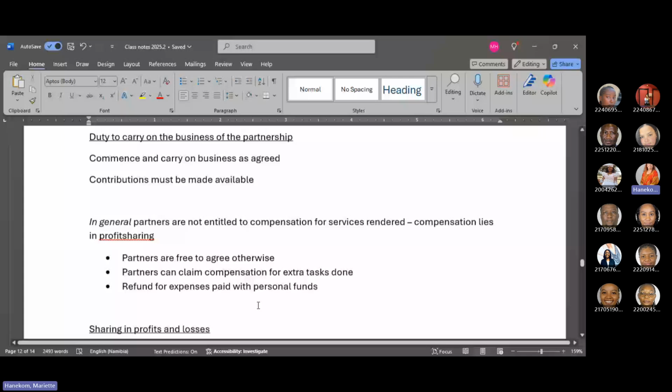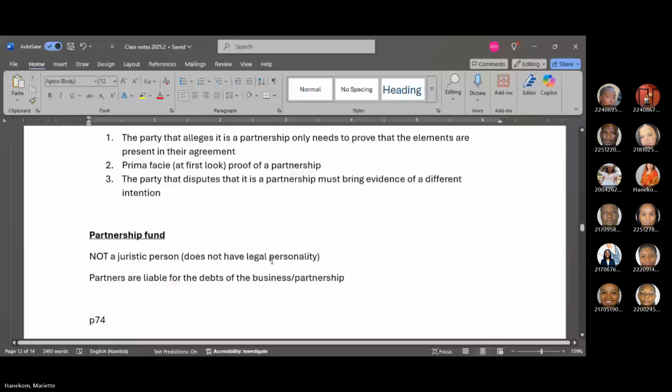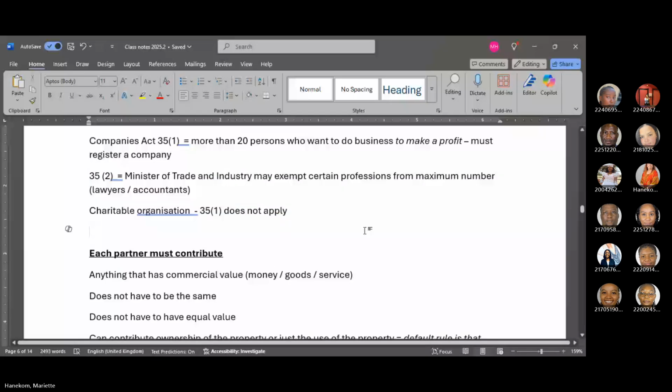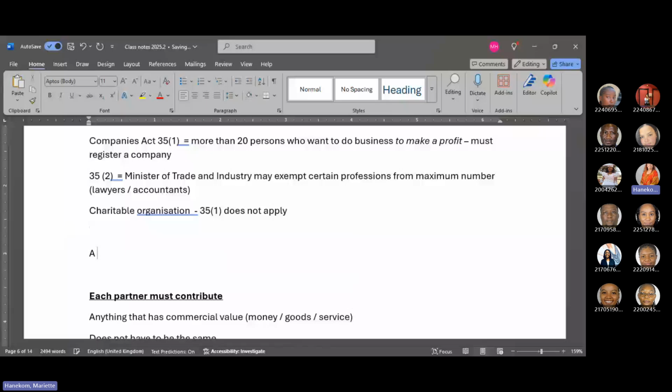So I just want to get to that part in the notes. Let's say, for example, I'm saying the question is something along the lines of, let's just use A, B, and C want to start a partnership. Explain the requirements to them.